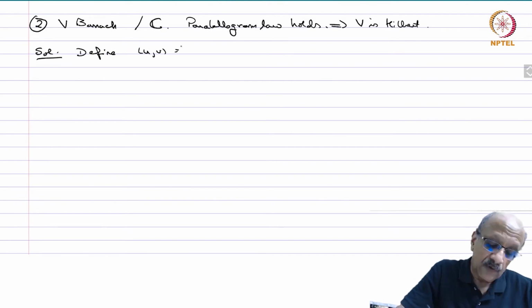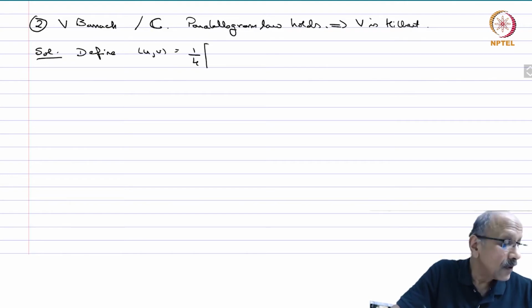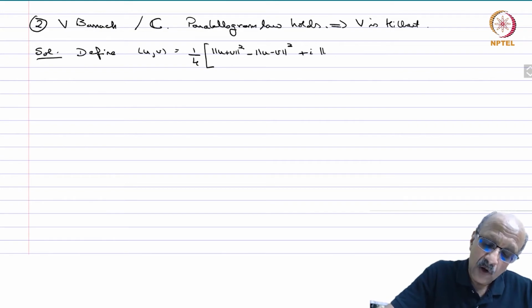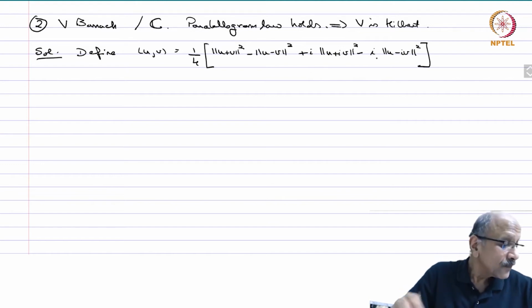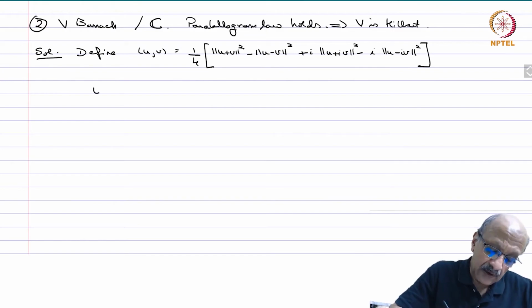(u,v) equals 1/4 of norm u plus v squared minus norm u minus v squared plus i times norm u plus iv squared minus i times norm u minus iv squared. So it's very similar to the real one. So if you take this as the real part, this imaginary part also looks very much like the real part.